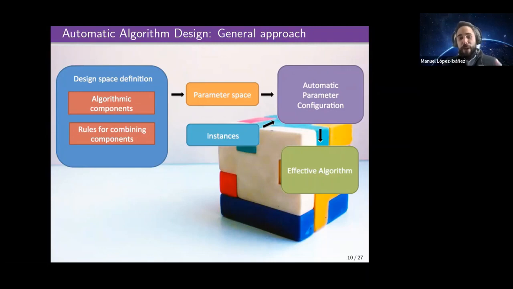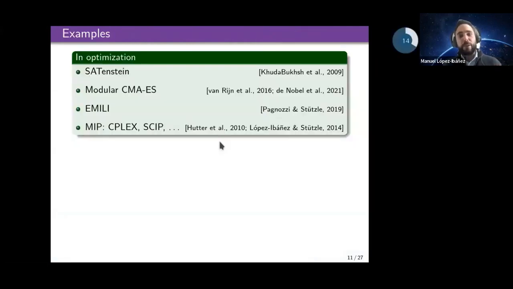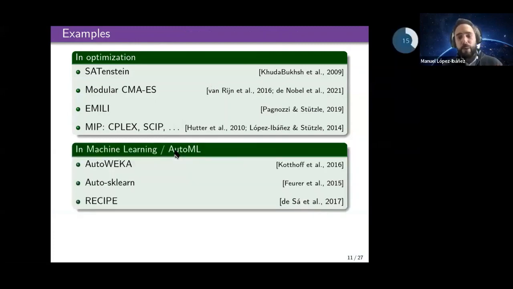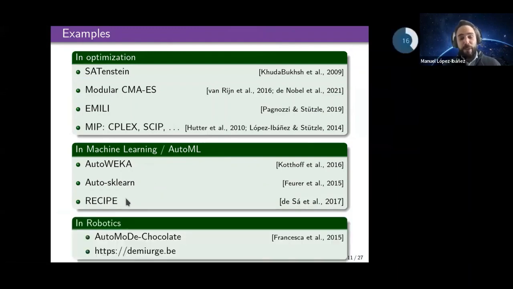Maybe you are already doing this. Maybe this sounds already familiar to you because it's not a completely new idea. This is something that is already going on in optimization. There are many of such frameworks for automatically designing algorithms. But it's even more prevalent in machine learning, where this approach can be thought of as a subset of what is AutoML, or as an important part of AutoML. There are several of these frameworks like AutoWeka, AutoSKlearn, and maybe you have heard about Recipe. It's also something that is starting to be used in robotics.